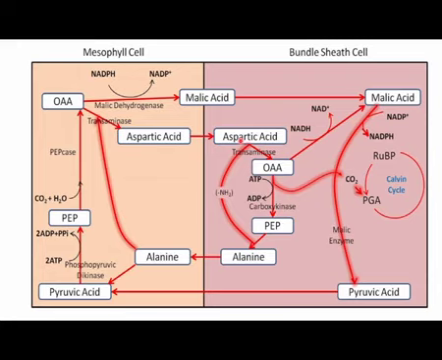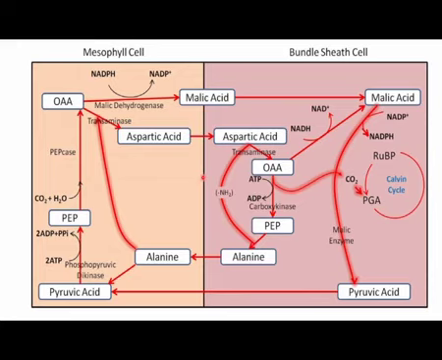On the other hand, the malic acid is transported directly into the bundle sheath cells. The oxaloacetic acid is converted into the malic acid, and the enzyme which catalyzes this reaction is known as malic dehydrogenase. In this pathway, the first molecule of NADPH is used. This NADPH is produced during the photoelectron transport chain, and both the malic acid as well as the aspartic acid are then transported to the bundle sheath cell.